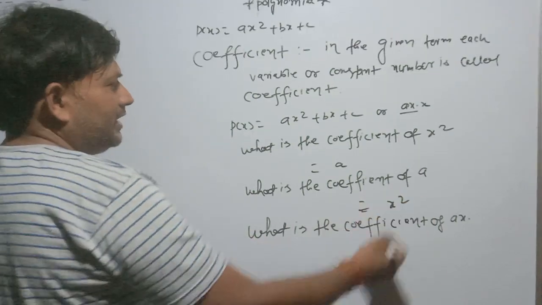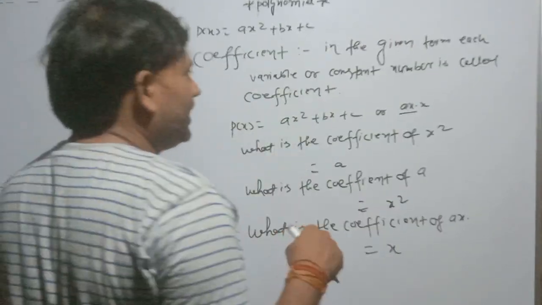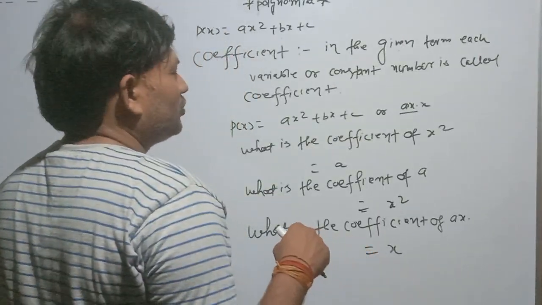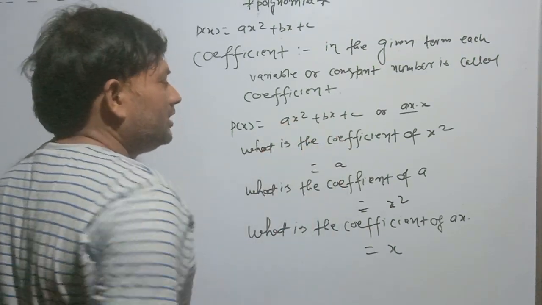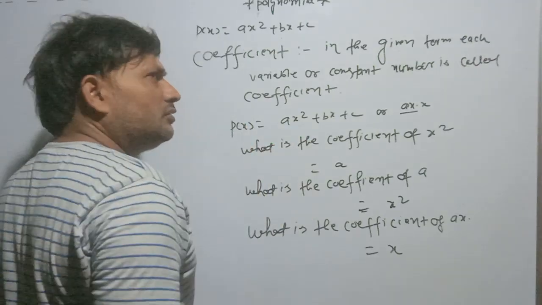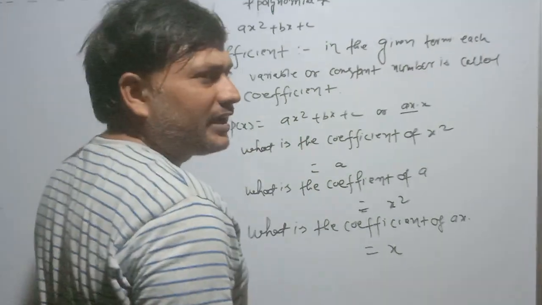Done. So you have seen that it is not necessary that the coefficient will only be a, b and c. The coefficient can be x² also, and x also. Getting?